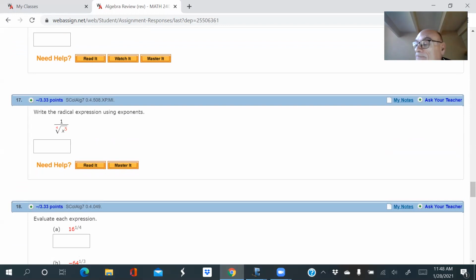All right, and remember, what we use fractional exponents for is to rewrite radical expressions. So that's what's happening here in problem number 17. They have here a radical expression, 1 over the 4th root of x to the 5th power. See, that expression has a radical in it, a 4th root in it, right? And they want you to rewrite that expression using exponents.